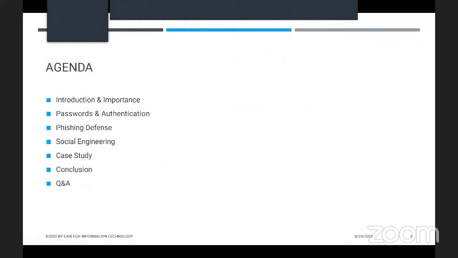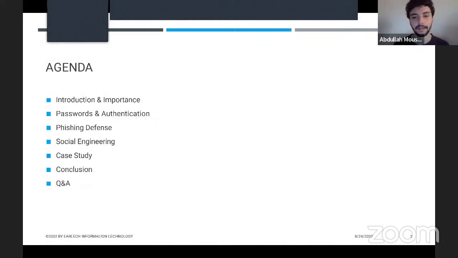Okay, so here's the agenda for the presentation. We will start with a quick introduction, and we will learn about why these topics are so essential. Next, we will dive into the first topic, which is passwords and authentication. We will discuss different forms of multi-factor authentication, as well as some good password practices.